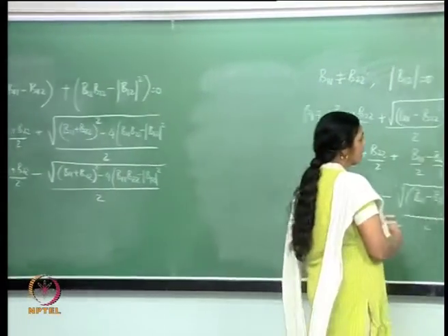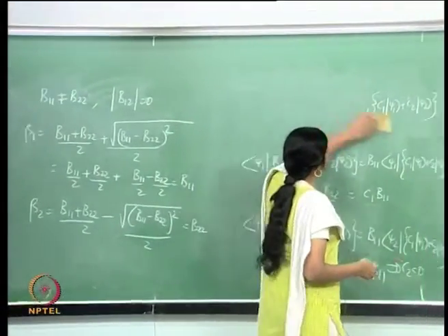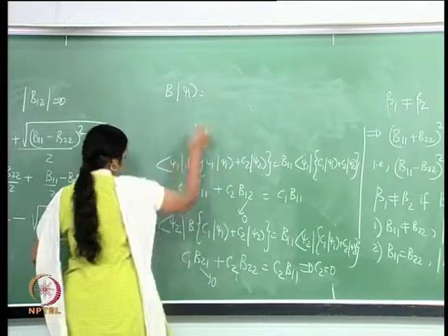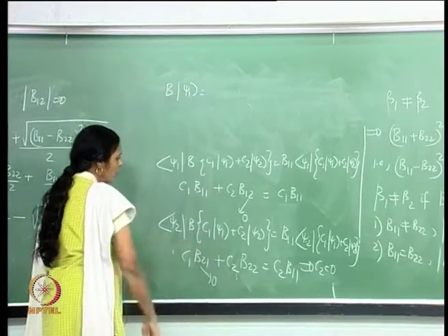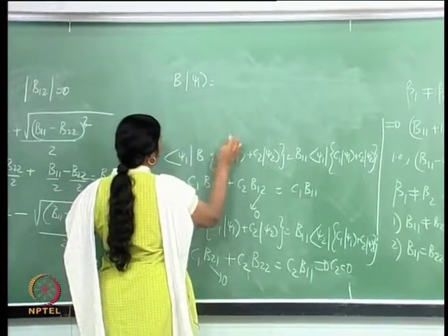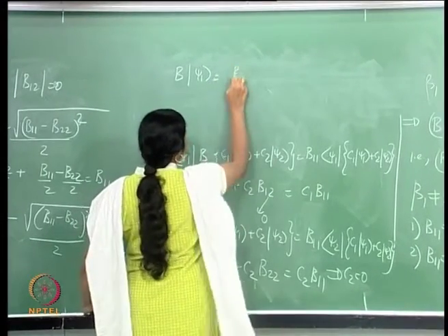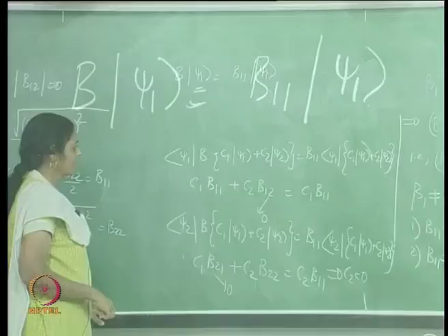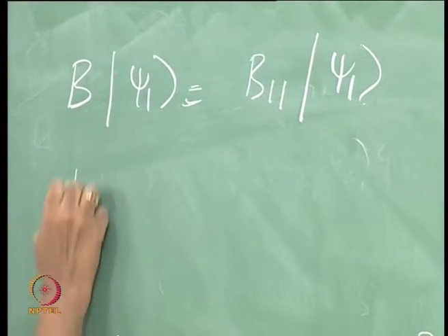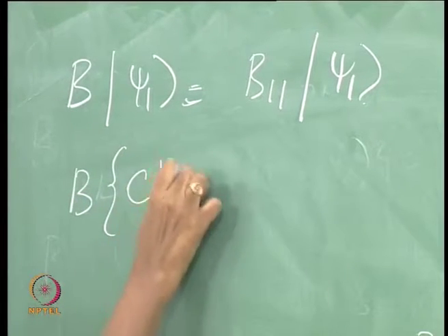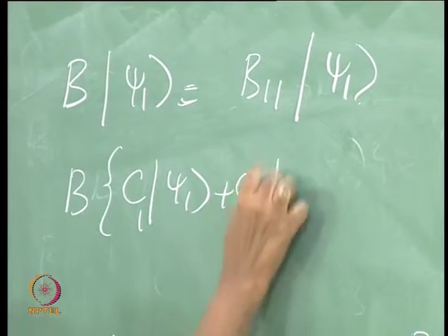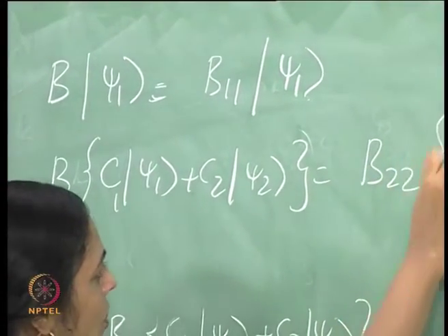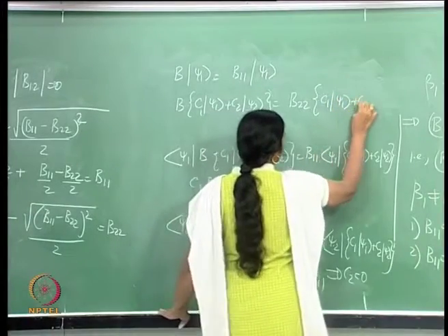I have established that B psi 1, because C1 is equal to 1 and C2 is equal to 0, is equal to B11 psi 1. Similarly, I can start with B times C1 psi 1 plus C2 psi 2, which equals B22 C1 psi 1 plus C2 psi 2.